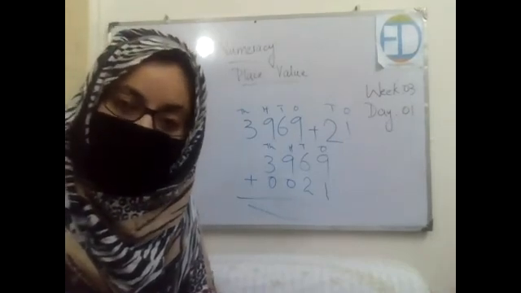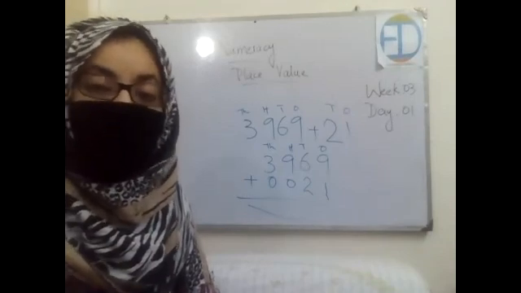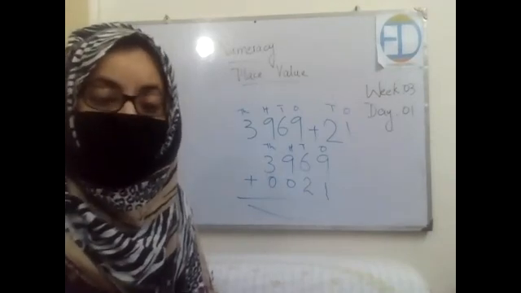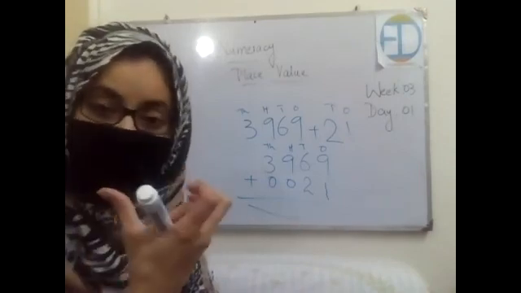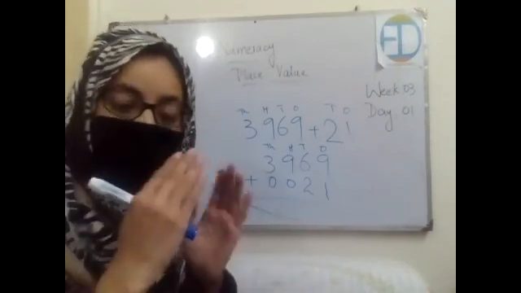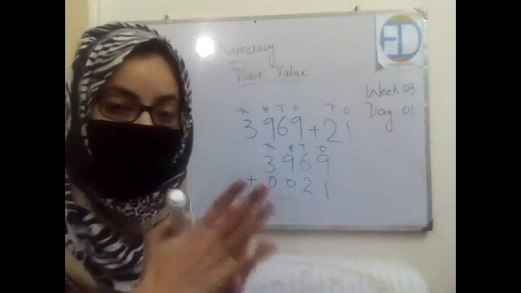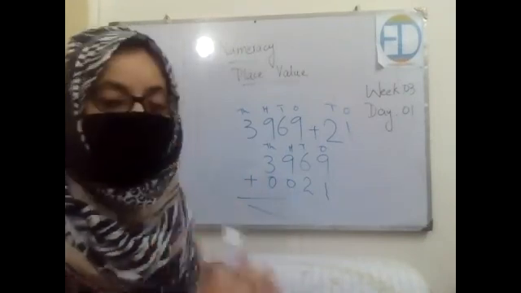So that was all for today. What we learned, we talked about place values, and I told you that in mathematics there are special values which are pre-decided for the numbers, and we are supposed to write the numbers according to those values. Okay, so that was all for today.